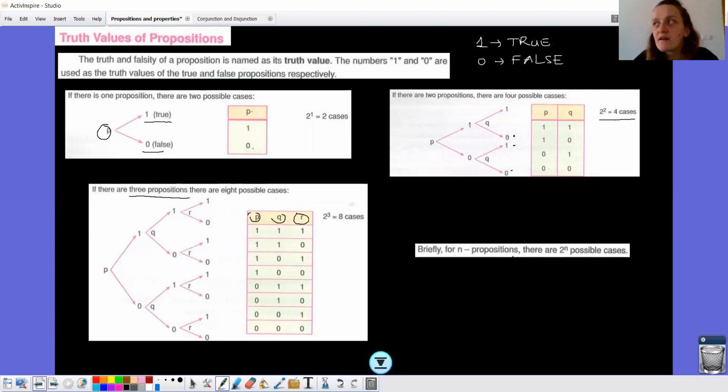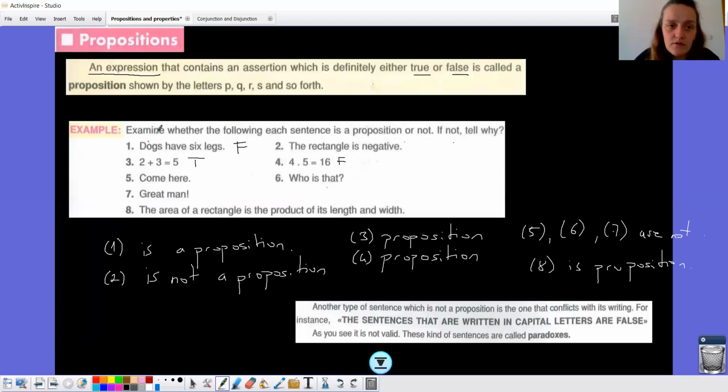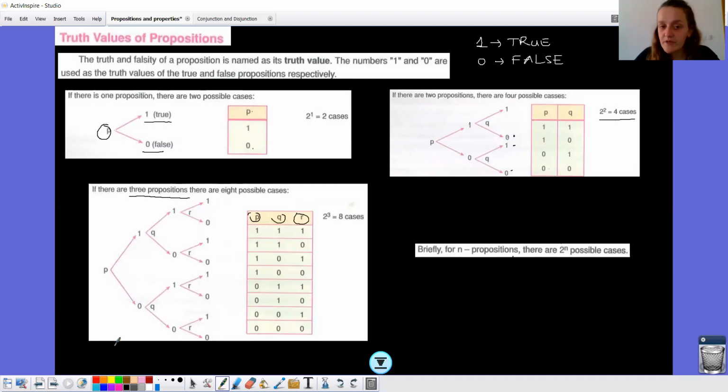Yes, yes. In the first definition, I said here, look, prepositions are shown by the letters P, Q, R, S. Like in algebra, unknowns are shown by X, Y, Z. Here in logic, we'll use P, Q, R, S for prepositions, and we'll work with the prepositions, okay?